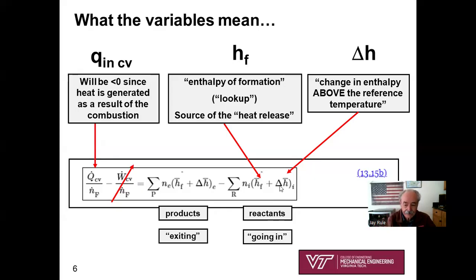So that's a key. And so I've tried to step you through what these first law of thermodynamics terms mean relative to a reacting system, a combustion system. Okay, recap. H sub F, enthalpy of formation. These are values in kilojoules per kilomole that you look up. These delta H terms are enthalpies, some number in kilojoules per kilomole, above a reference temperature that you set.